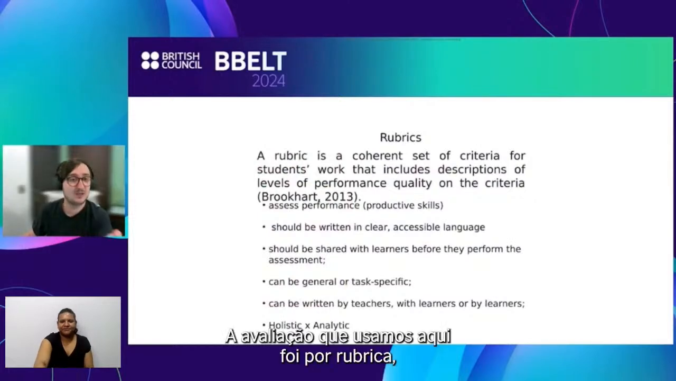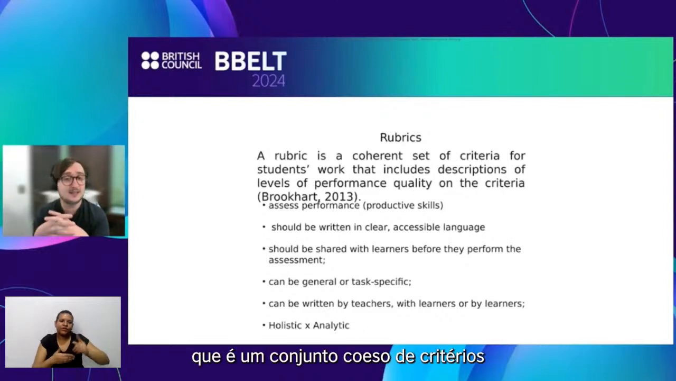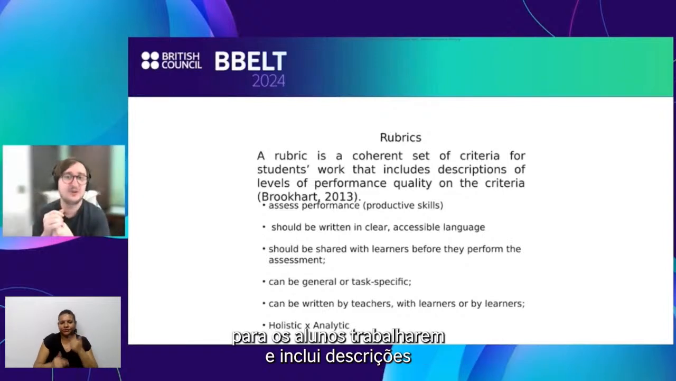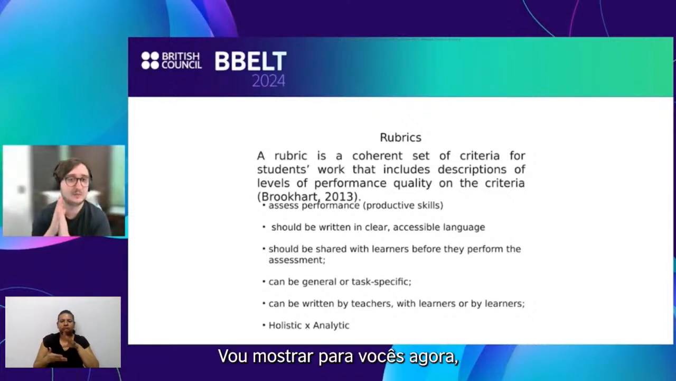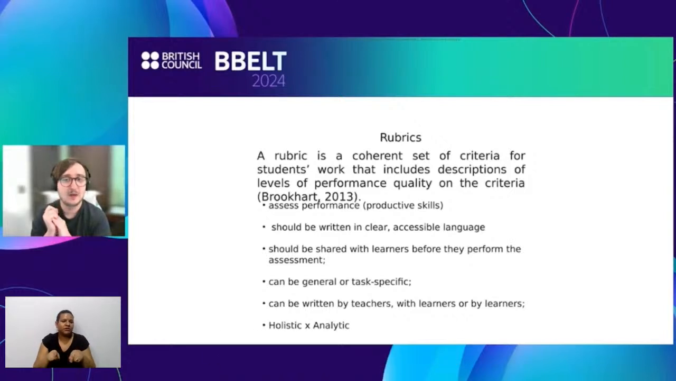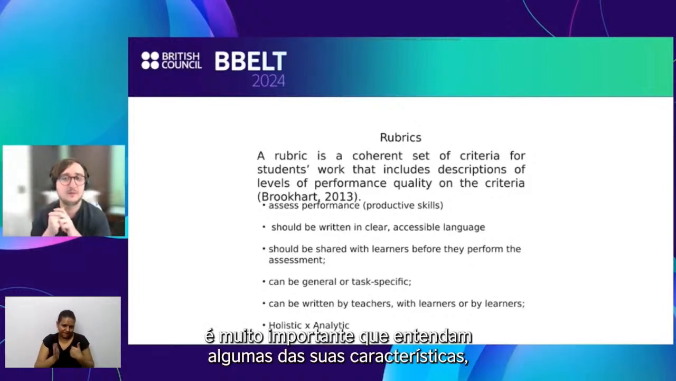So the assessment we used here, we used rubrics, which are a coherent set of criteria for students' work that includes descriptions of levels of performance. I'm going to show it to you right now, but it's very important to understand some of the characteristics.